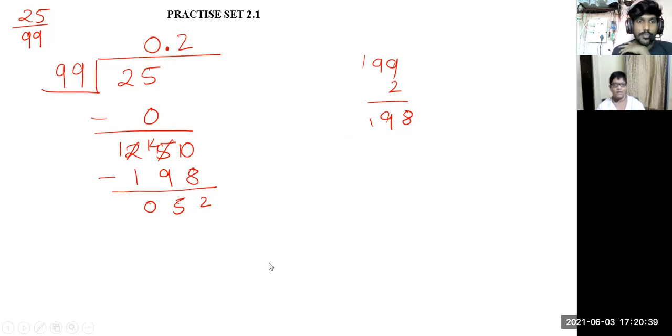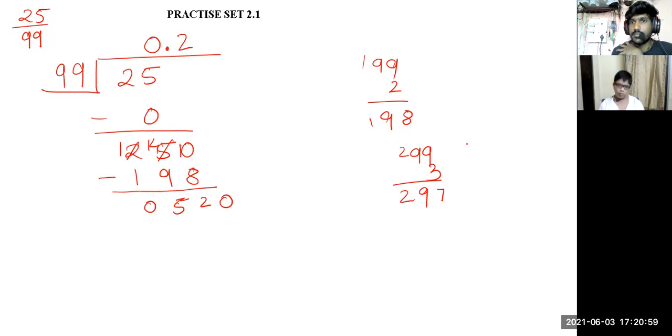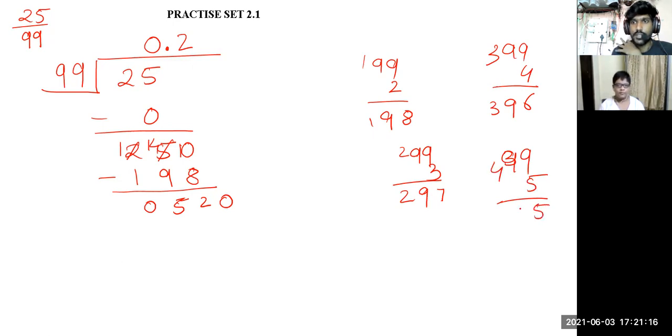Now, can I go further? Another 0. Yes, I'll have to put another 0. So I have now 520. Let's see, 99 threes are how much? 297. But it is too small, right? Let's check for 4s. 396. Again, it is too small. Let's check for 5. 495. Yeah, this is closer.